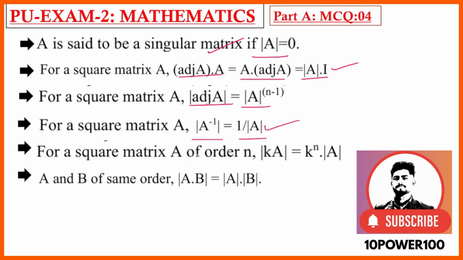So next, for a square matrix of order n, determinant of K into A is equal to K power n into determinant of A, children. Okay, so this is also important. Next, for two matrices of the same order, determinant of A into B can be taken as determinant of A into determinant of B. Okay, so note down these formulas.